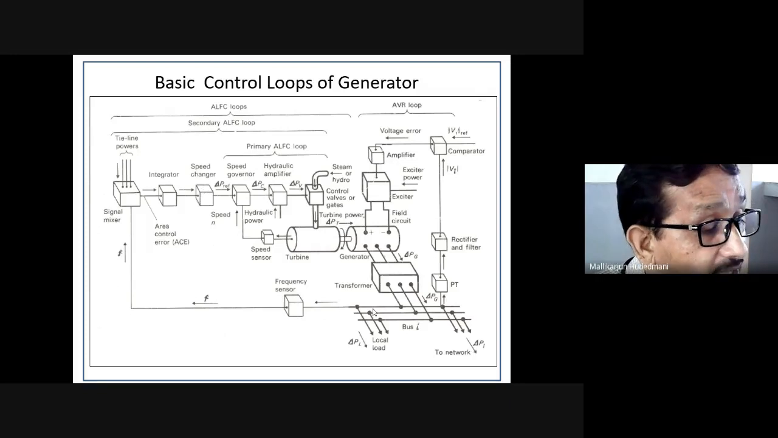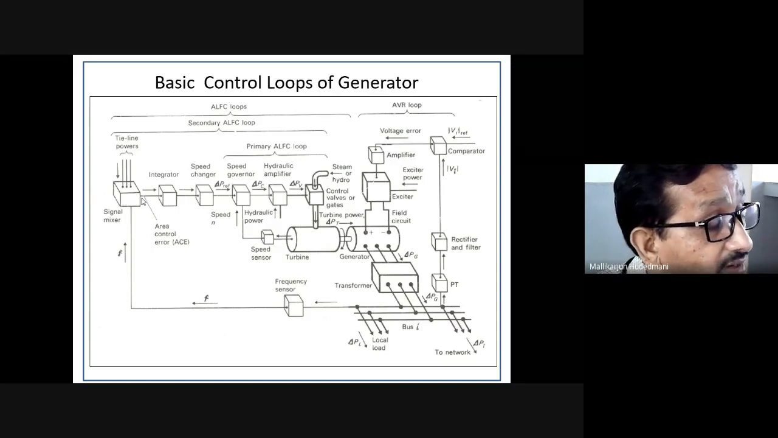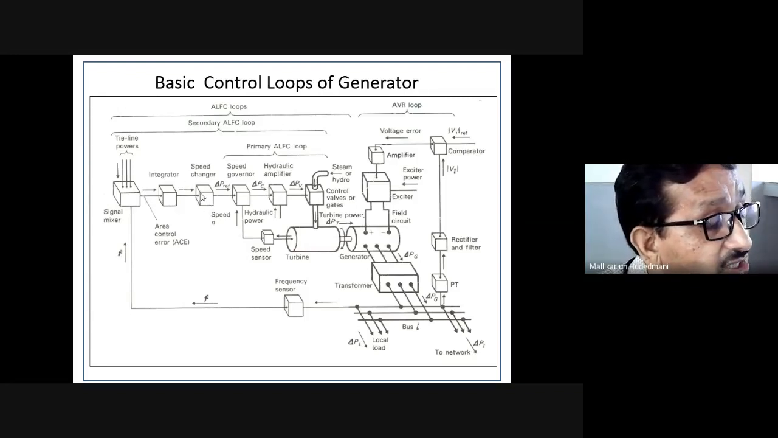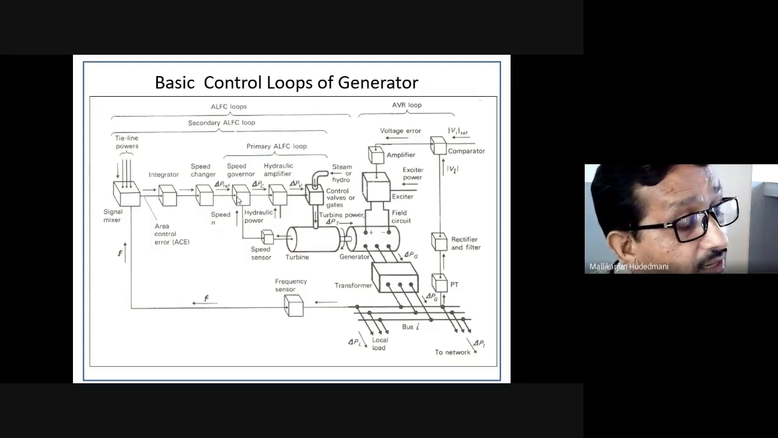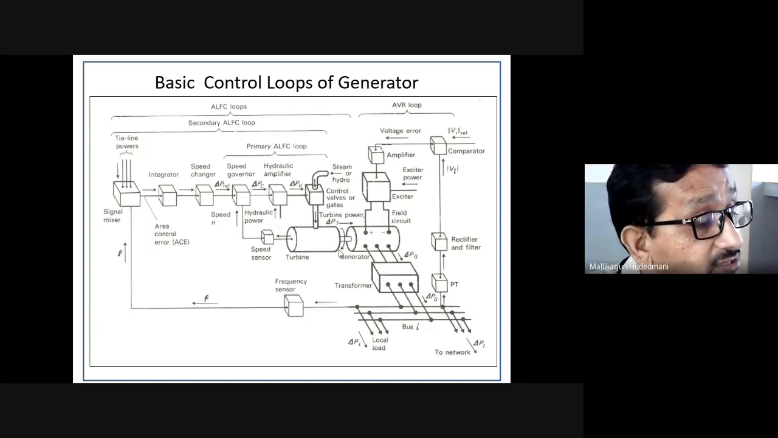Secondary loop takes the frequency as the data, power transaction from the area, and develops an error. Error is appropriately nurtured. That is called a speed changer request. That speed changer request becomes input to the governor. Governor accordingly changes the control. Again, I will cut and show you the screen separately.